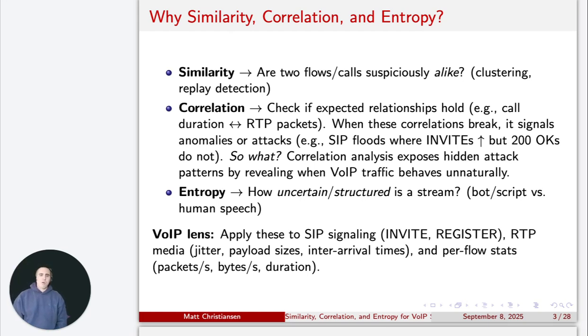Entropy, we're looking at how uncertain or structured a stream of data is. The natural way people talk isn't very scripted. It has a lot of differentiation, a lot of uniqueness, and a bot would be very rigid and scripted. And so we're going to apply these from the voice over IP lens. We're going to apply these to SIP signaling, the invite and register, RTP media packets, and per-flow stats: packets per second, bytes per second, duration, etc.